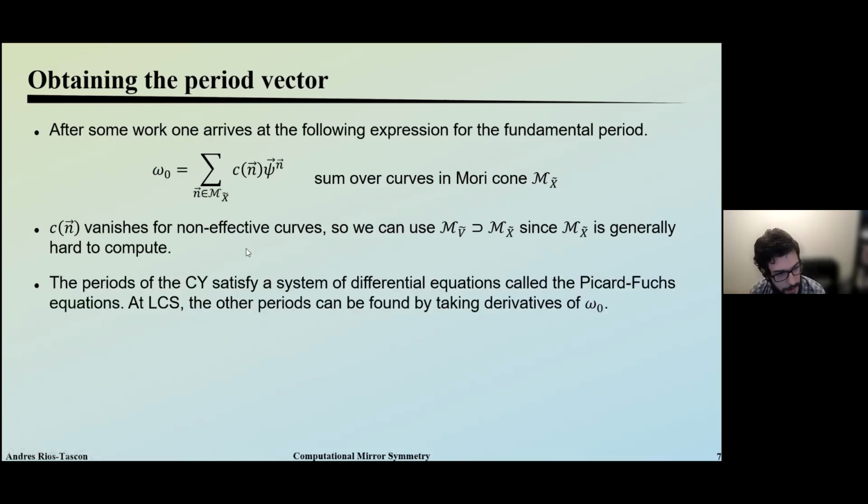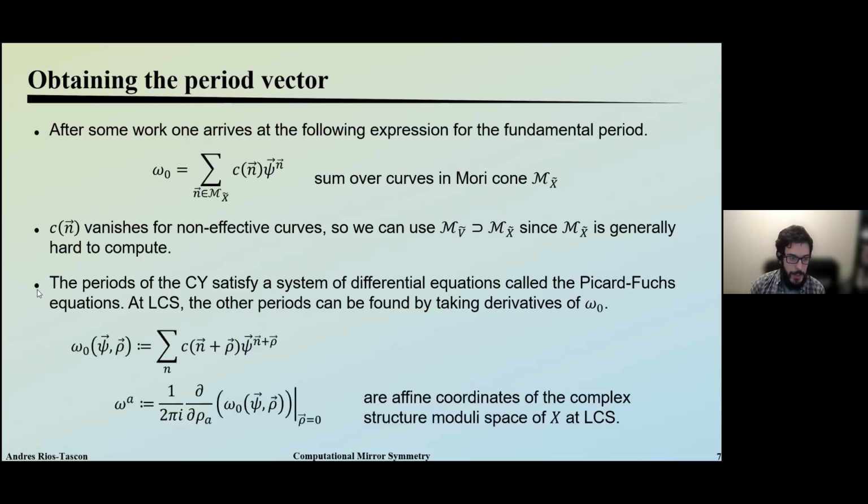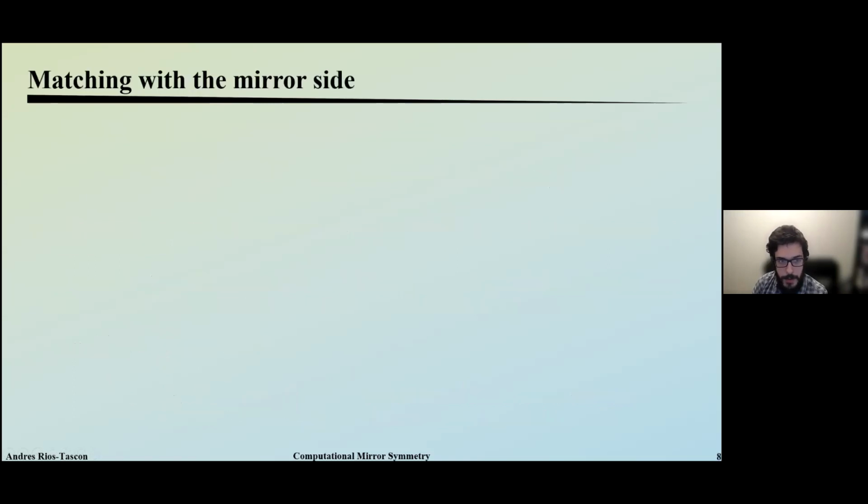And a convenient thing here is that the periods of the Calabi-Yau satisfy a system of differential equations called the Picard-Fuchs equations. So what we'll see is we can actually write the other periods just by taking derivatives of this fundamental period. What we do is that we introduce a parameter rho into this fundamental period, and then we take derivatives in rho and then set rho to zero to get new periods omega a. These are actually going to give us coordinates in the complex structure moduli space of X at LCS. And we can actually compute the rest of the period vector by taking further derivatives.